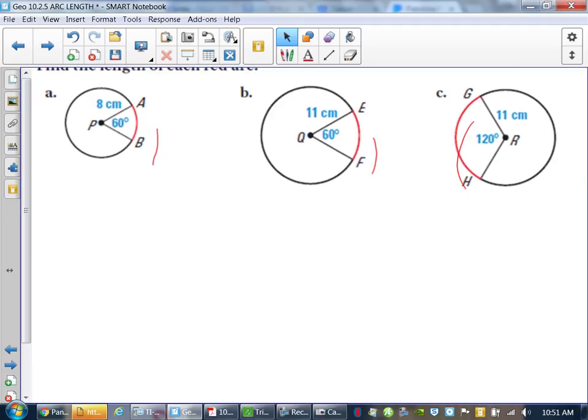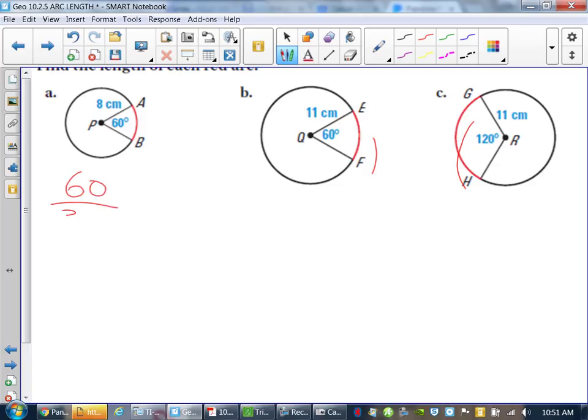Arc length: central angle over 360 times 2 times the radius times pi. Zeros. This becomes a 1/6. And this becomes a 3. 8 pi over 3.